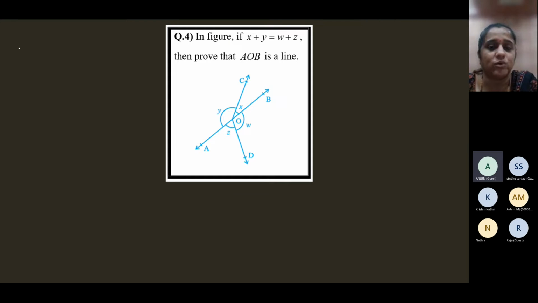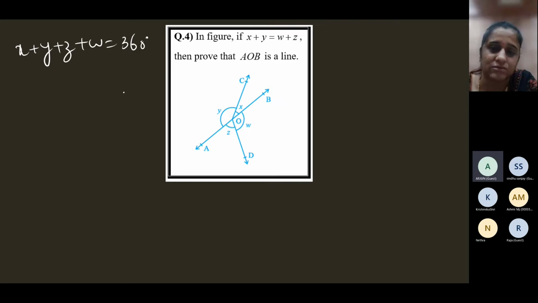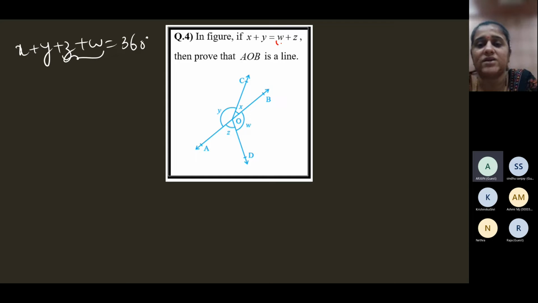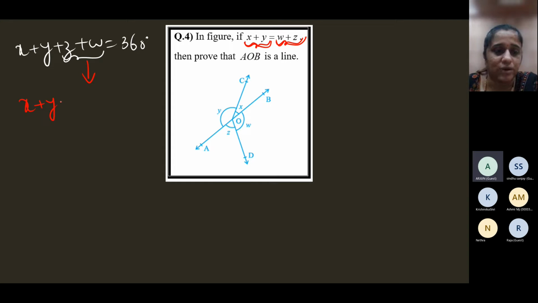So we know that x plus y plus z plus w is equal to 360. The sum of all the angles around a point is equal to 360. Now instead of z plus w, because we know that z plus w is equal to x plus y, instead of w plus z you can also write x plus y because both are equal. So we'll get x plus y plus x plus y is equal to 360.